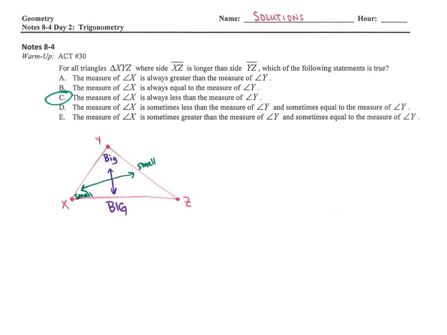The right answer is C. It is the same problem as in Notes 8-4. However, I changed the order of the options A, B, C, D, and E. I hope you got C. Remember, big side opposite big angle, small side opposite small angle.